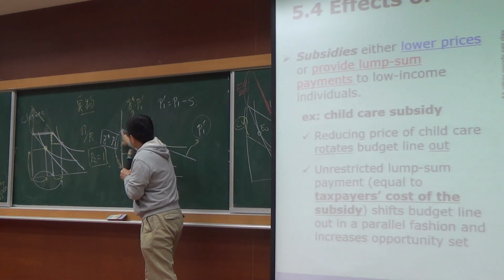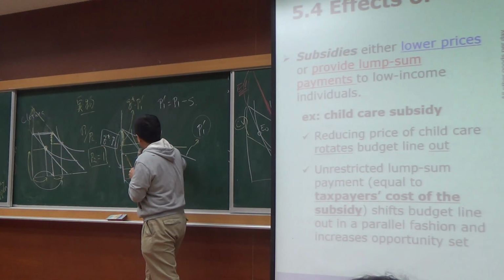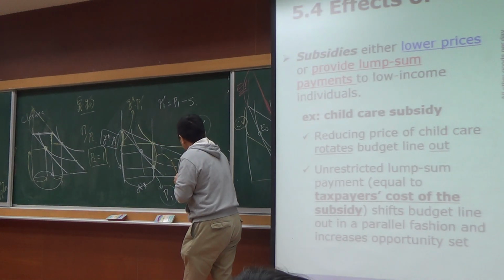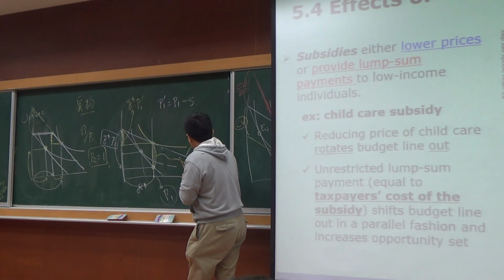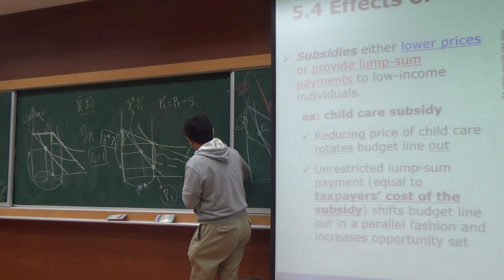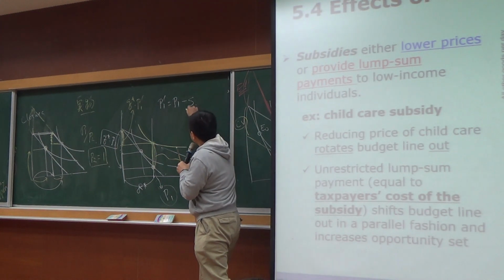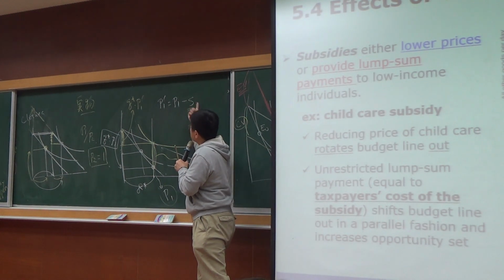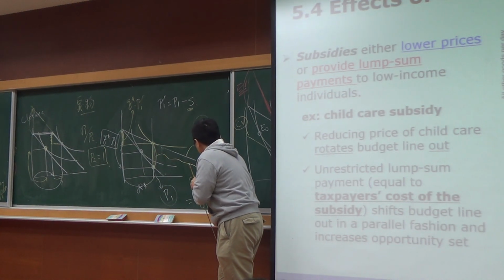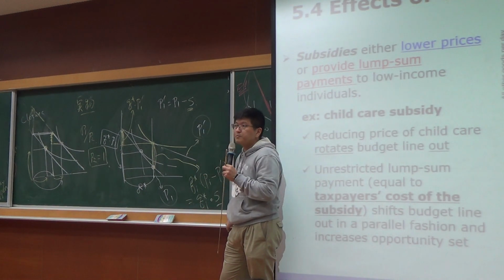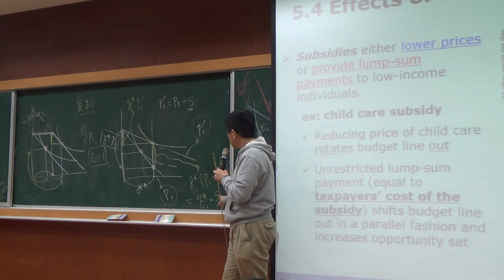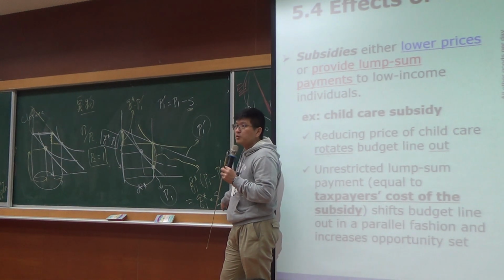And the difference between this and this would be here, right? So this part would be Q1 star multiplied by P1 minus P1 prime, which is S. So it's equal to Q1 star S. S is the per unit subsidy by the government. Okay? This is the per unit subsidy.